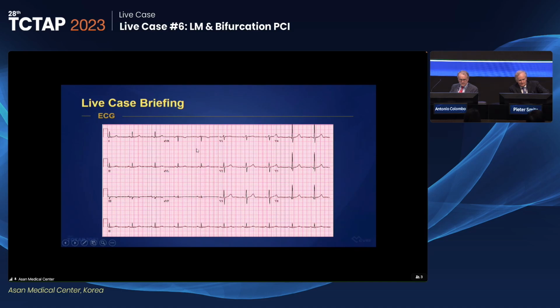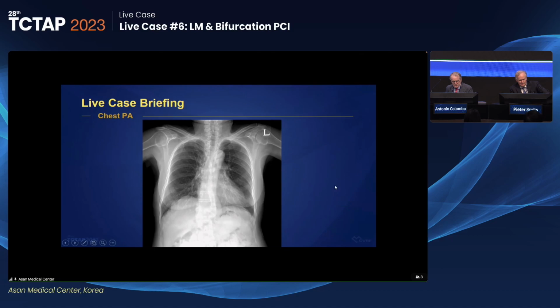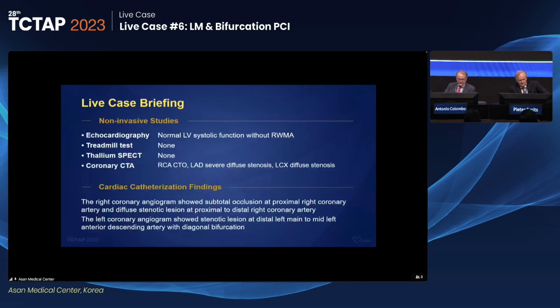The baseline ECG shows normal sinus rhythm, and there was no Q wave or ST change. The chest X-ray shows no cardiomegaly nor pulmonary edema. On non-invasive studies, the echocardiography shows normal LV systolic function without regional wall motion abnormality, and the outside hospital CCTA shows the RCA CTO, diffuse disease in the LAD, and diffuse stenosis at the left circumflex.